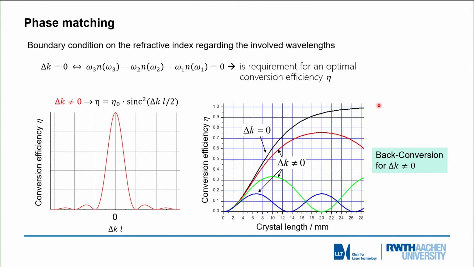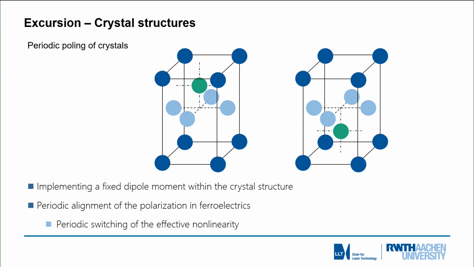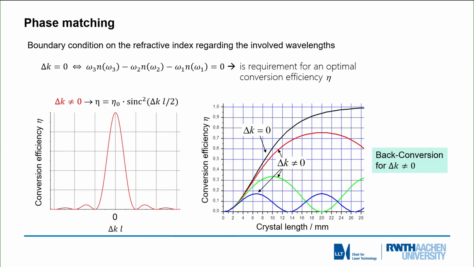We have along the crystal a maximum conversion with 0 phase change. However, in reality, we have to live with phase change. So what can we do? What we can do is so-called poled crystals. We can take periodic poled crystals. Again, let me go back. You see already what happens.